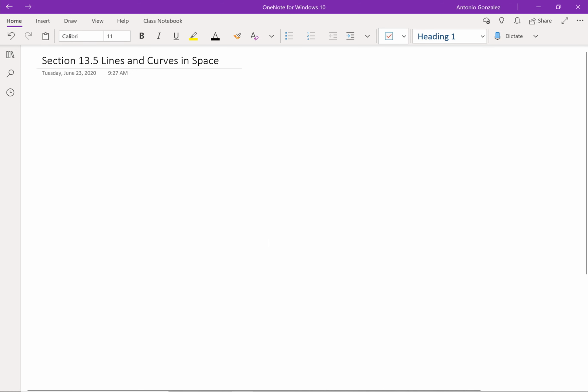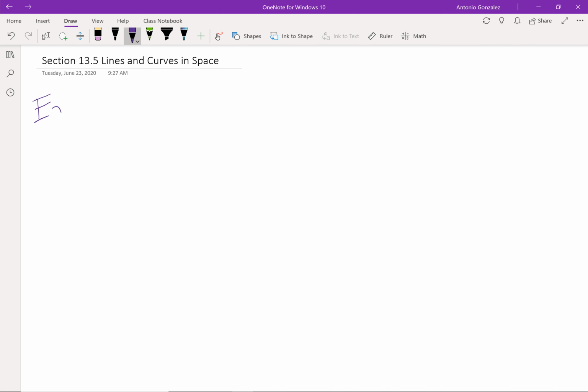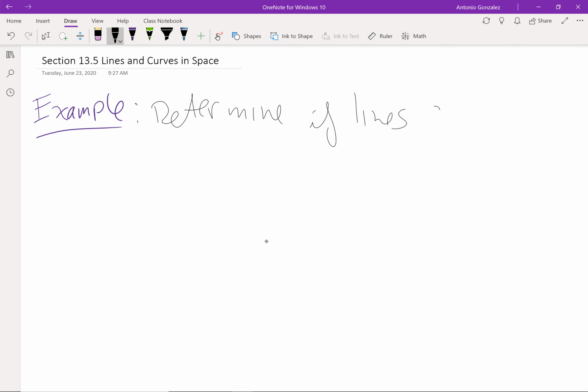Okay, so it's covering section 13.5, and I want to just do a couple of examples here. In these examples, I want to determine if lines intersect, are parallel, or skew.